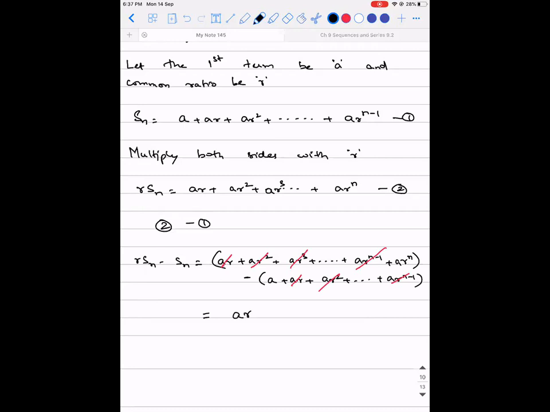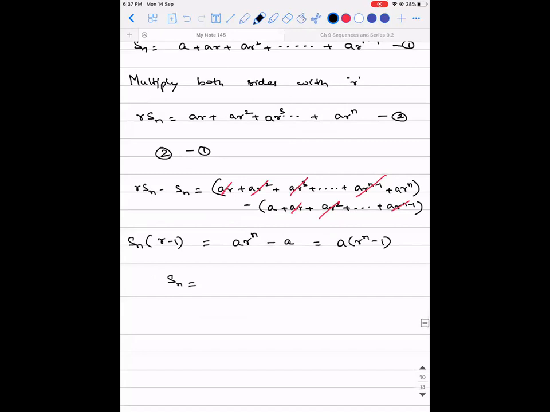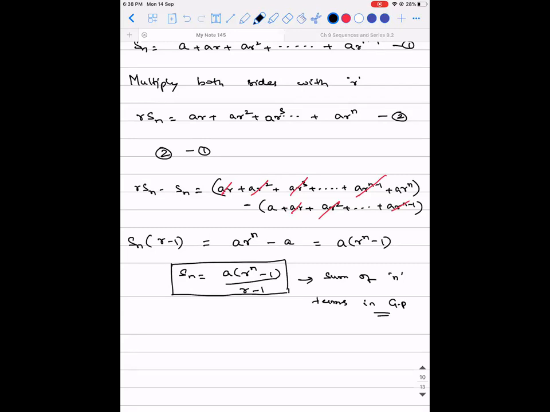AR power n minus A. So Sn into R minus 1 will be equal to A into R power n minus 1. So Sn will be equal to A into R power n minus 1, the whole divided by R minus 1. This is going to be the formula for the sum of n terms in GP, the sum of n terms in geometric progression. So make a note of it.